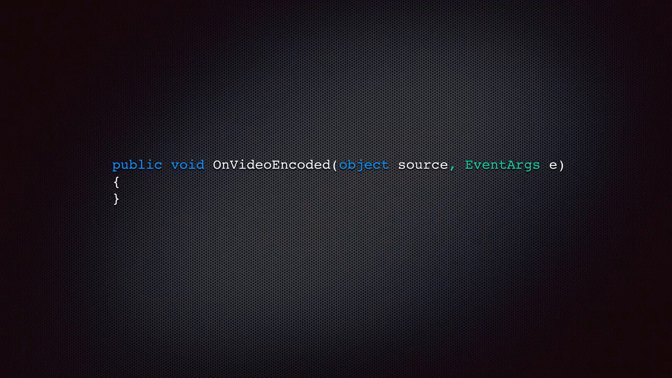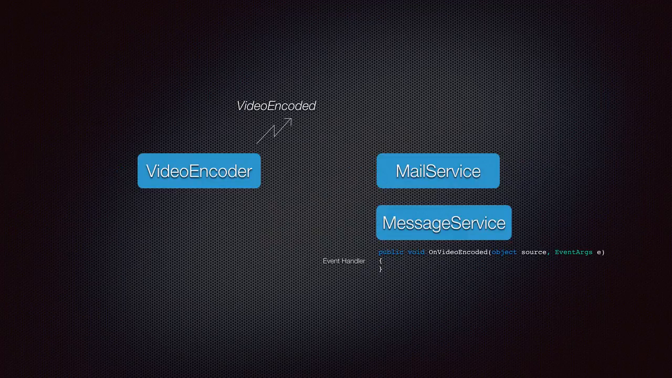And this is a very typical implementation of a method in the subscriber. We often call these methods event handlers. And that's the method that is called by the publisher when the event is raised. So that means, back in our picture here, we need to have a method like that in the mail service and message service. So when the video encoder wants to raise that event, it's going to call these methods.